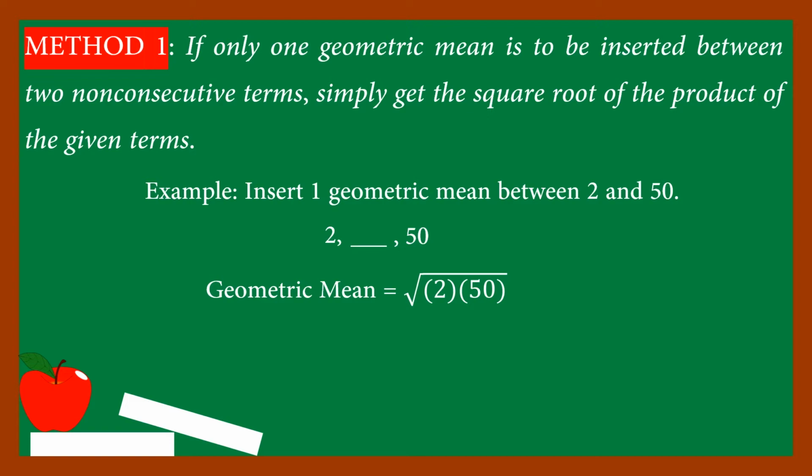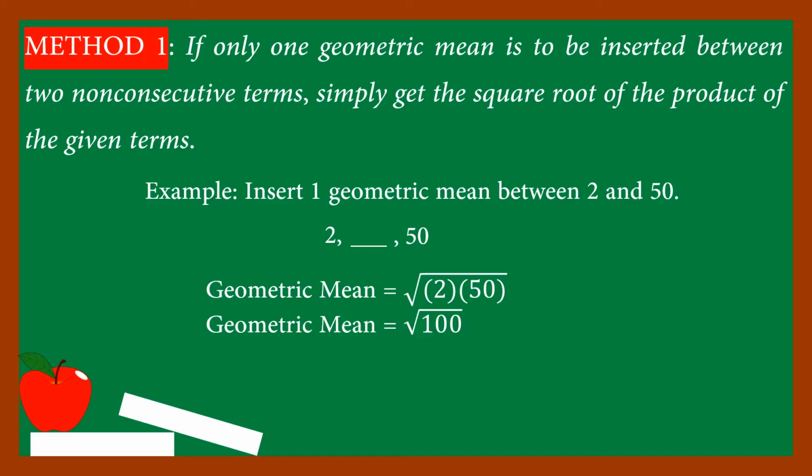So all we need to do to look for the geometric mean based on our method 1, we need to multiply the two given terms which are 2 and 50. Then, after we multiply them, we take the square root of the product. So we have square root of 2 times 50. 2 times 50 is equal to 100. So that becomes square root of 100.